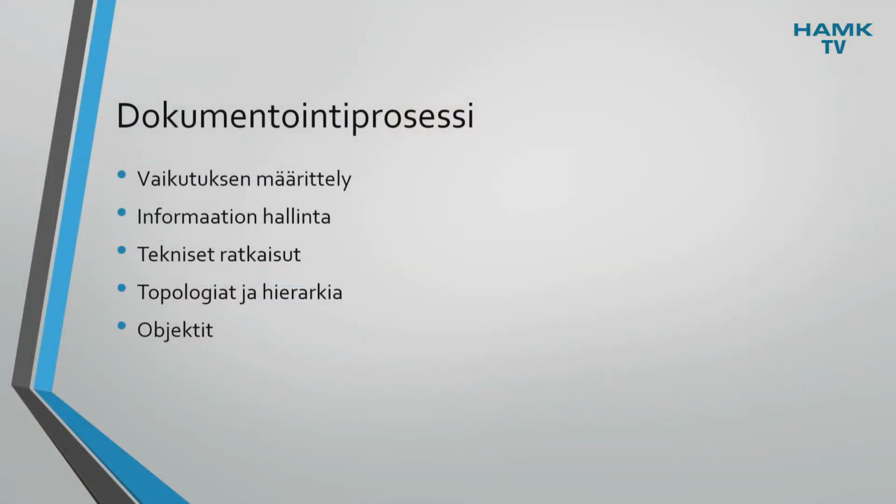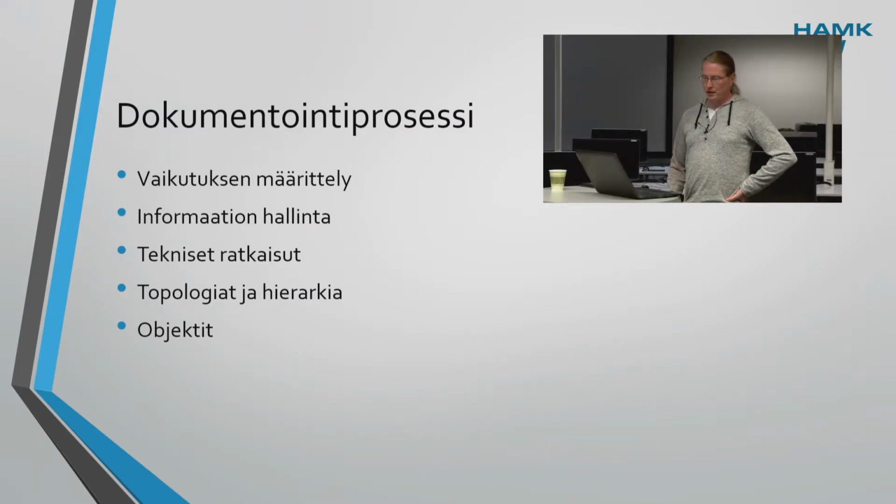And last but not least, following application life cycles to prevent a situation where support of an application ends or maybe some feature changes or stops working. So it's better to see it beforehand and get prepared for changes in documentation rather than seeing it too late and getting into a situation where you have to build the whole documentation again from scratch because of very last minute warnings. So, to quickly repeat the points mentioned before: defining the effects, information management, technical solutions, topologies and hierarchies, and as last, the objects.